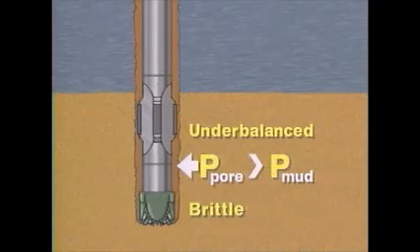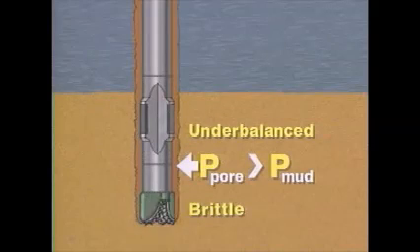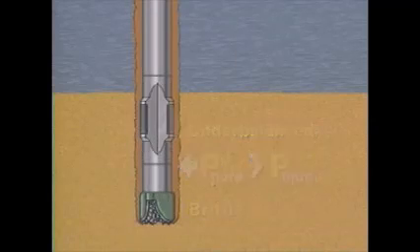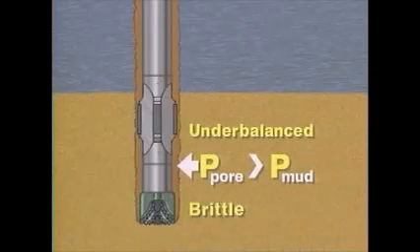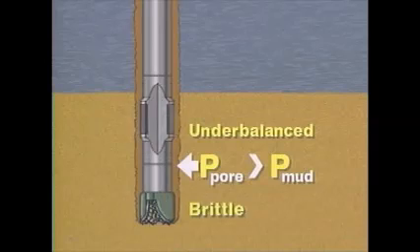If the pressure of the mud column is less than the pore pressure of the formation, the well is underbalanced, and brittle rock failure may occur under relatively low impact forces. However, if there is an overbalance between the mud column and the formation, the rock is more likely to experience ductile failure. In underbalanced drilling, the rock is in the brittle state and fractures very easily.